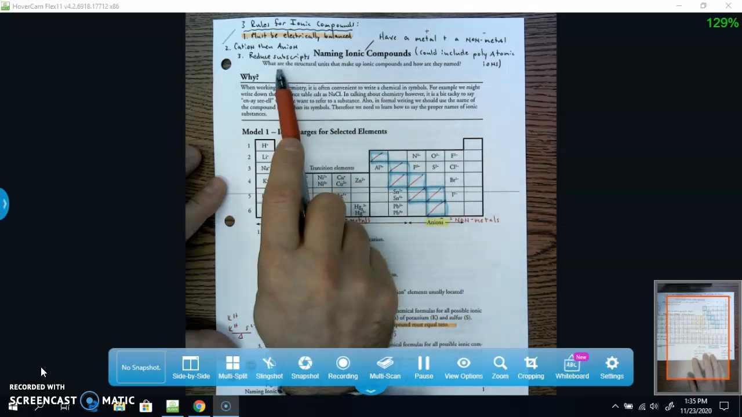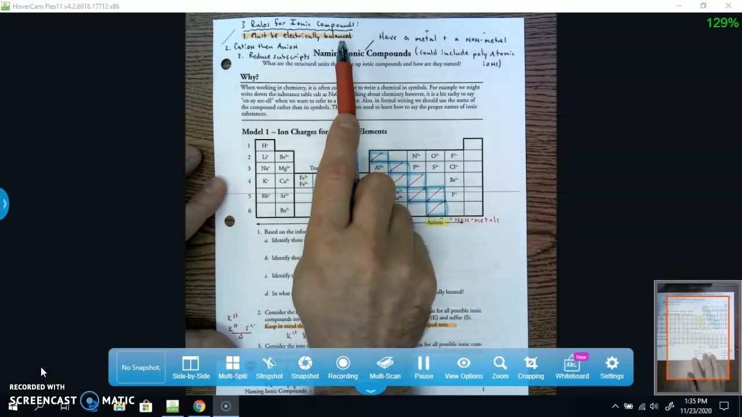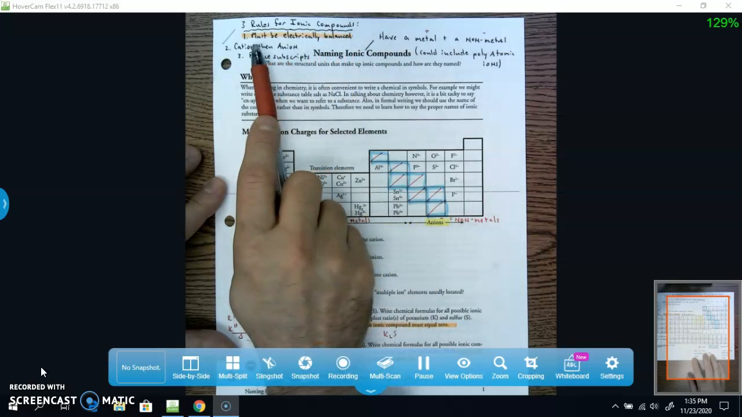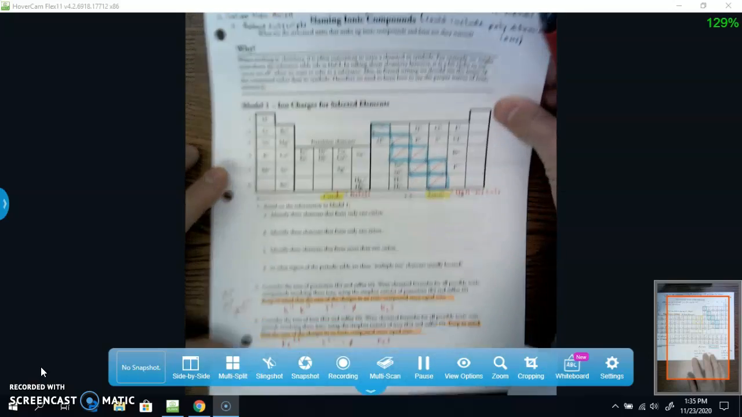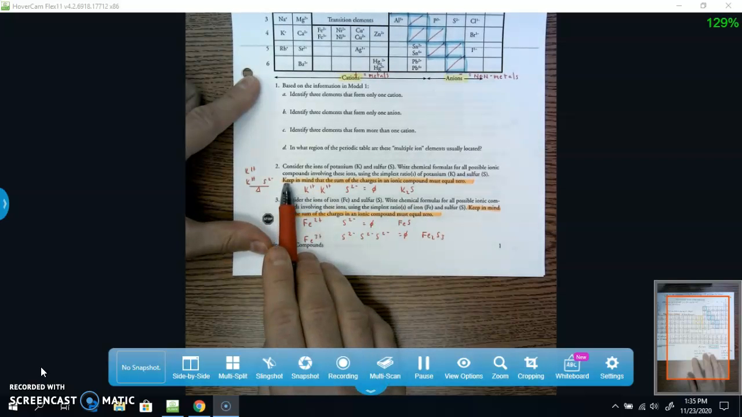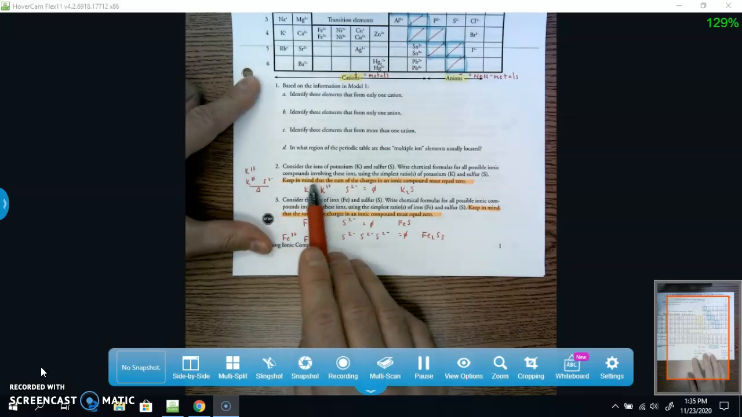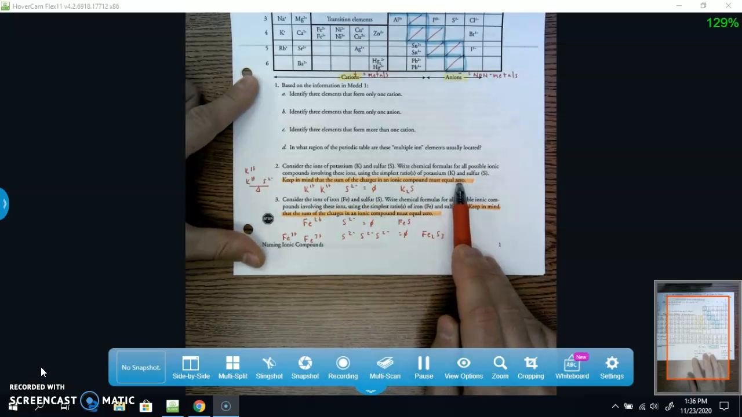We also described 3 rules about ionic compounds. Rule number 1 is most important. Remember, they have to be electrically balanced. Whether you want to think of it in these terms up here, or I've got it color-coded in the same highlighter color at the bottom, it means the same thing. So the end of question 2 and 3 says, keep in mind that the sum of the charges in an ionic compound must equal 0.